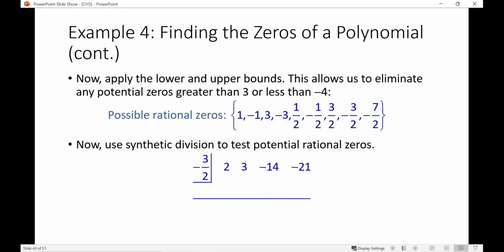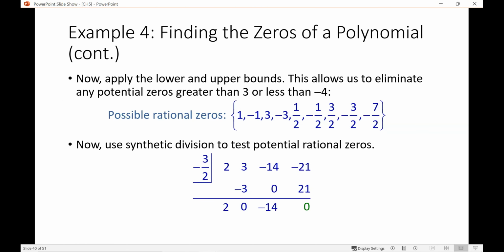We'll start with our negative 3/2. We go through the synthetic division, and indeed, negative 3/2 is a rational zero. It's true, you might not have picked negative 3/2, which would leave you to do synthetic division on quite a few of these numbers, but it's a good thing synthetic division is fast.